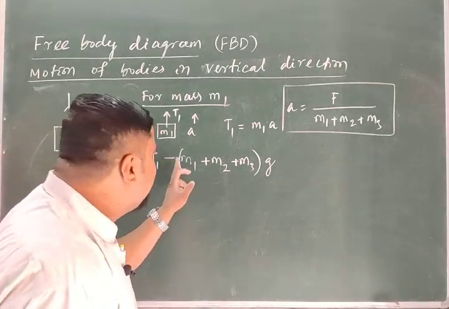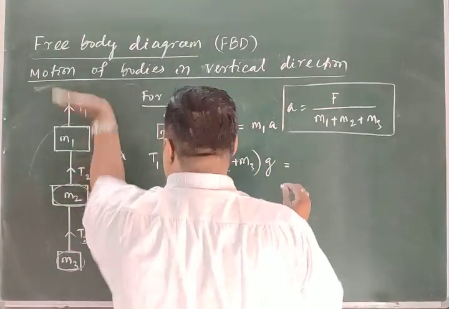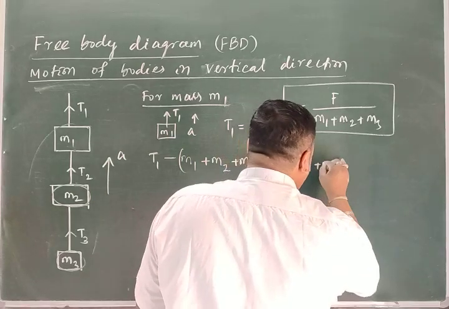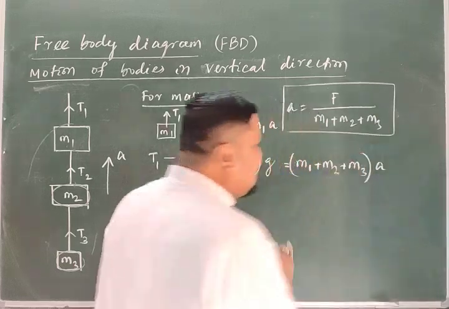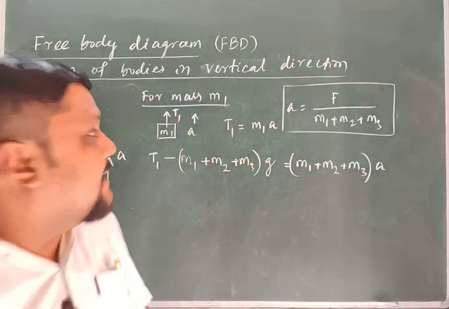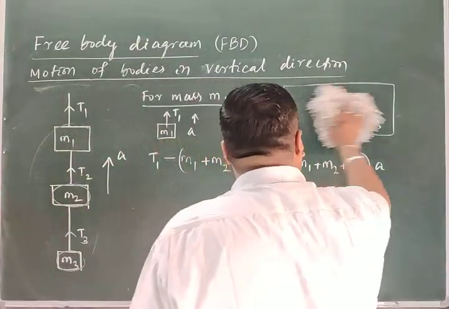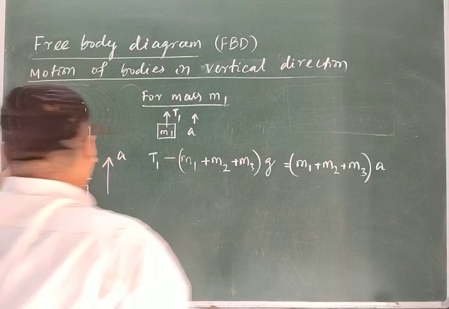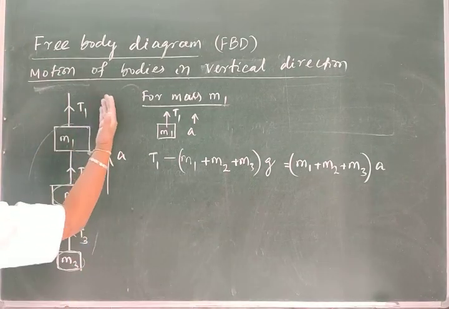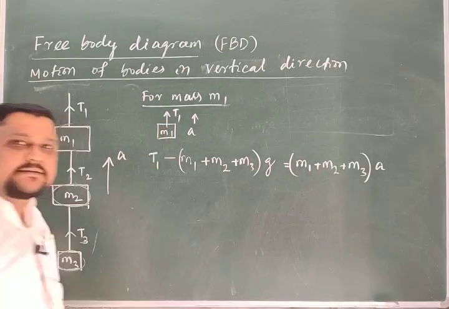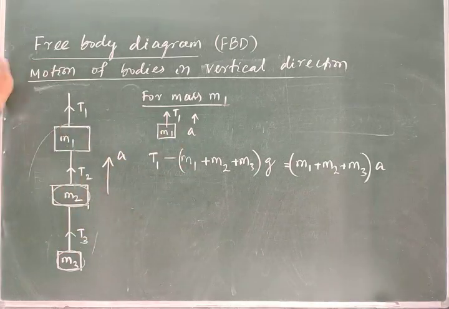So T1 minus the whole weight is equal to, the body has a motion in upward, so this is equal to M1 plus M2 plus M3 into the acceleration. So this is the case when there is no applied force. I can write like this, because of this tension T1, the body has an acceleration A upward, then I will write the equation like this. Clear? If there is no force applied in the vertical direction, I can write like this.